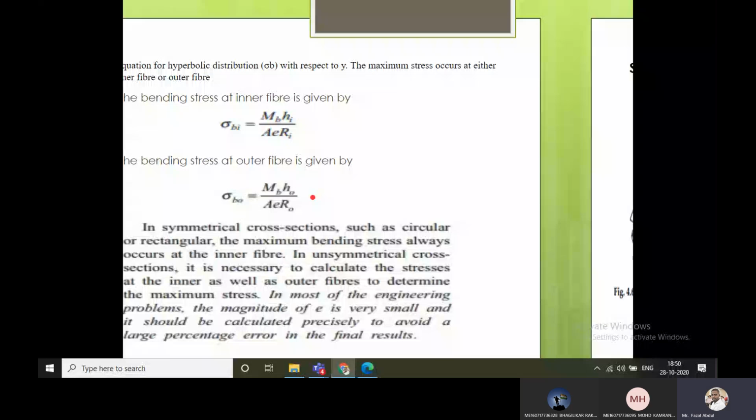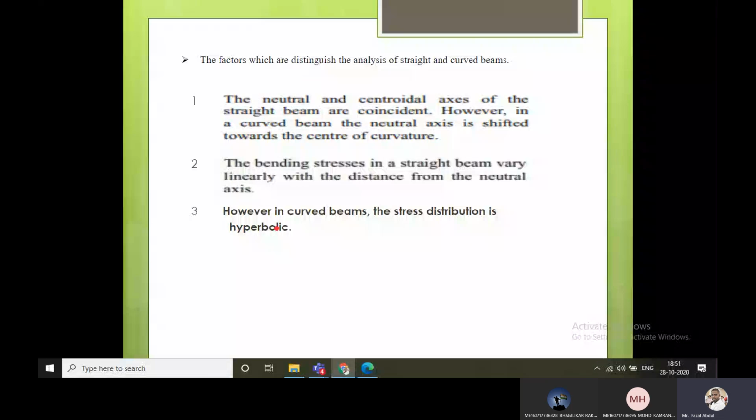Now, in this curved beam, terminology is very important. In this last unit, the terminology is very, very important. Based on the terminology only, you are going to solve the problem. So first see what R naught means. With reference to this line, we need to define all the parameters. First one, R naught, is the radius of the outer fiber.